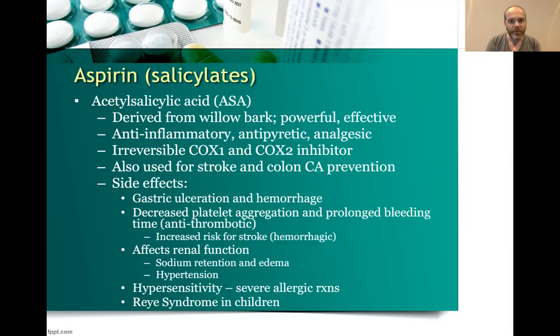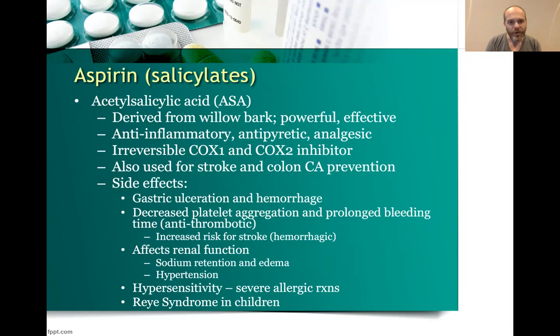So let's look at aspirin real quick. It's derived from willow bark. It's naturally occurring. It's anti-inflammatory, anti-fever, and anti-pain. It is an irreversible COX-1 and COX-2 inhibitor. COX-1 and COX-2 are enzymes in our body that have to do with the pain signal.